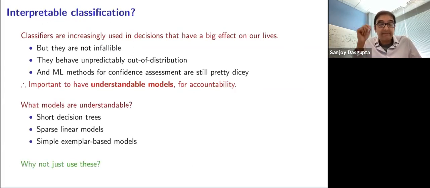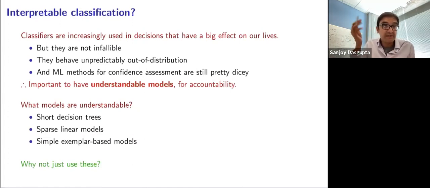And this is, of course, something that is tied up with the vagaries of human cognition, and a lot more work has to be done in cognitive science just to get a better characterization of what are the kind of models that we understand well. But in the meantime, there seems to be at least a partial consensus on certain types of models that are pretty understandable. And these include short decision trees, very sparse linear models, and simple exemplar-based models. And by that, I mean, think like nearest neighbor with just a few prototypes.